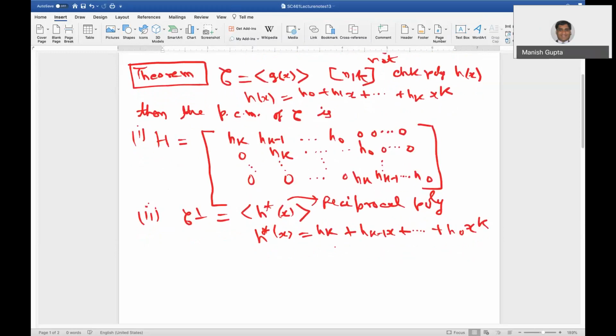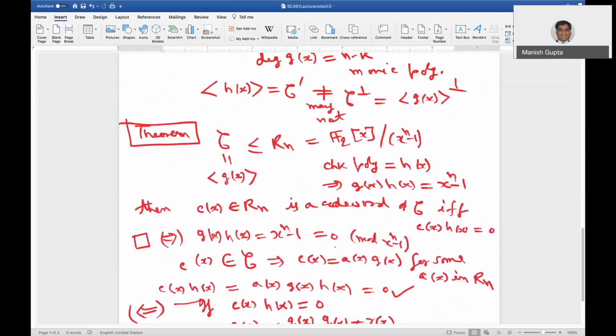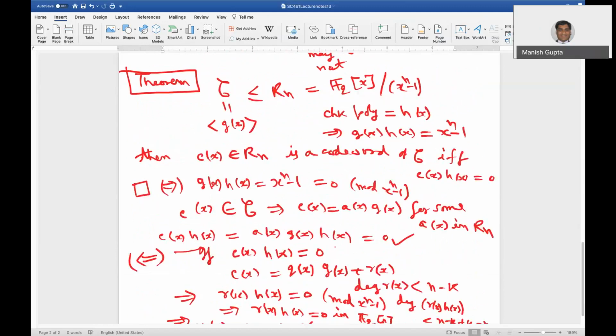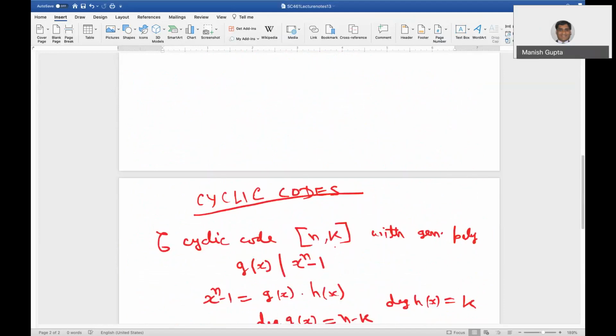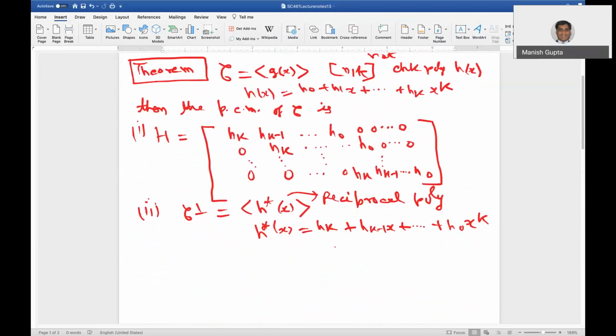Proof is really straightforward using the lemma that we just proved, that c(x) in Rn is a code word of C if and only if c(x) times h(x) equals 0. We are going to use this result now. So the proof goes like this. Suppose c(x) is a code word, c0 plus c1x plus dot dot dot cn minus 1 x raised to power n minus 1, in C. Now if this is a code word in C, this implies that c(x) times h(x) is equal to 0.